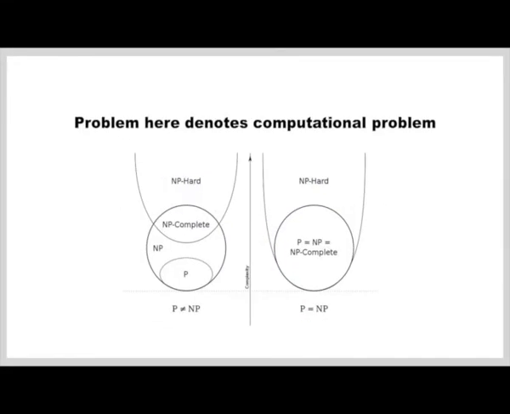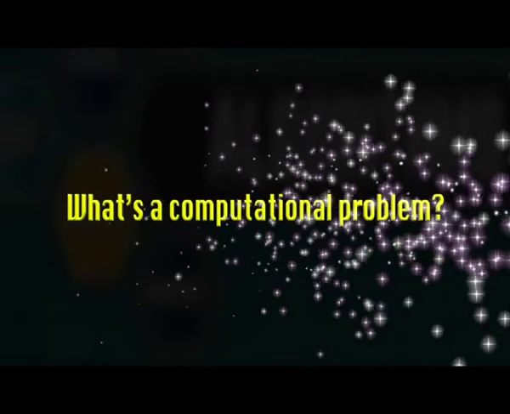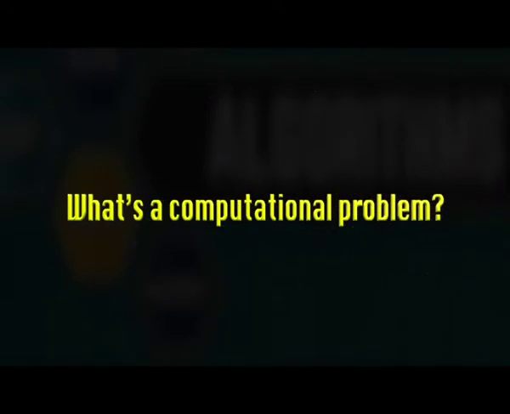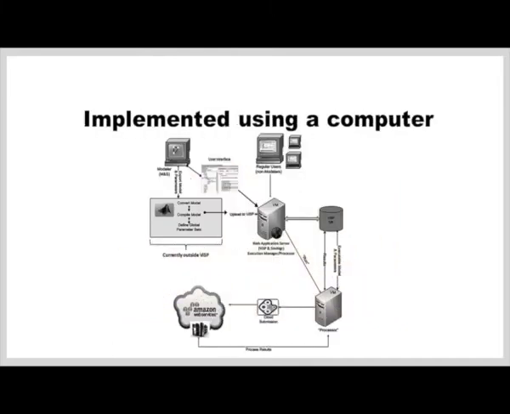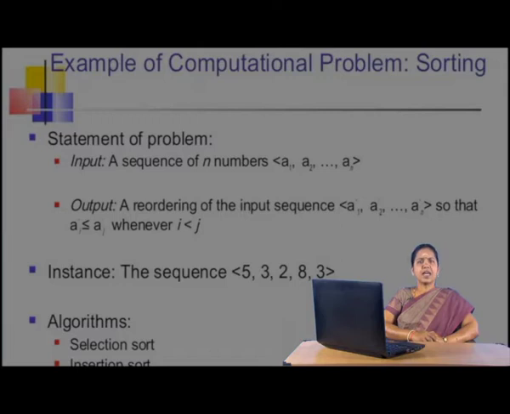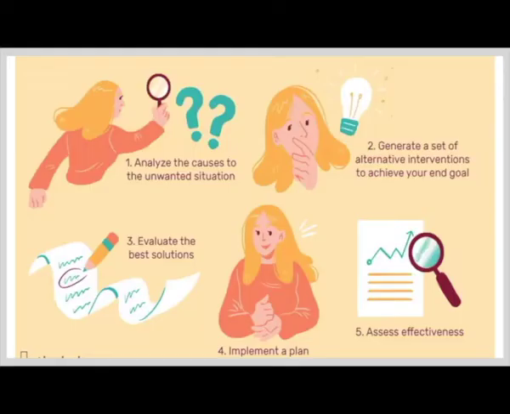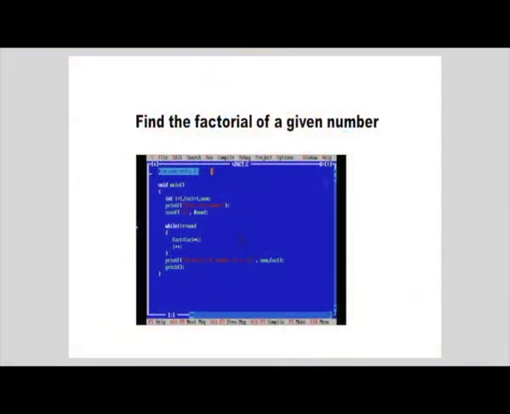Problem here denotes a computational problem, not just any kind of problem. What is a computational problem? A computational problem is a problem whose solution can be implemented using a computer. We will discuss an example of a computational problem. A good example of such a problem is to find the factorial of a given number.